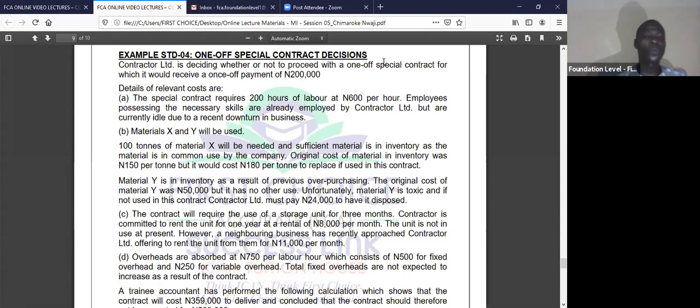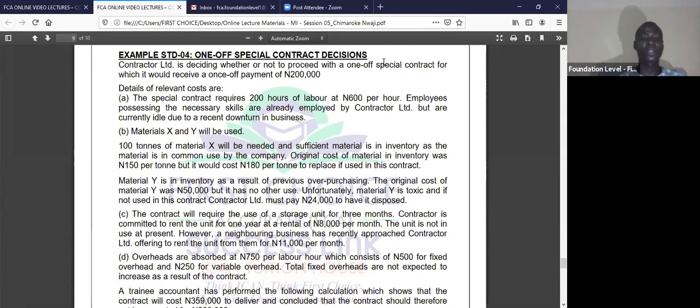Look at material Y. You see that they have plenty in the store due to over purchasing. They gave us the original cost of producing the Y. And we are told that if we don't use it, Y is toxic. So we cannot just say, okay, let's leave it. We have to either use it or dispose of it. It will cost us 24,000 to dispose of it.